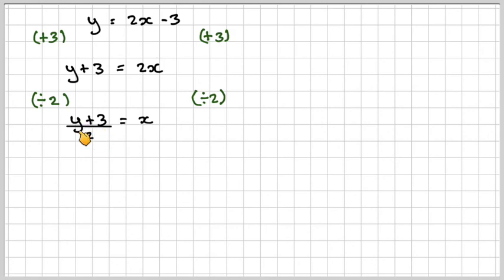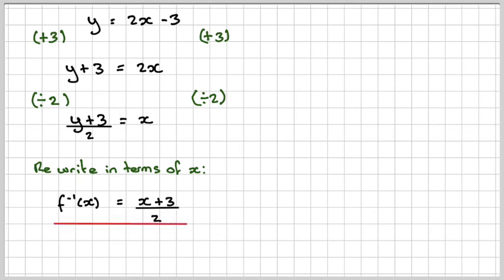But we don't write the inverse function in terms of y, we write it in terms of x. So rewriting in terms of x, we will write f to the minus 1 of x. Instead of y plus 3 over 2, we'll just write down x plus 3 over 2. And this represents the inverse function.